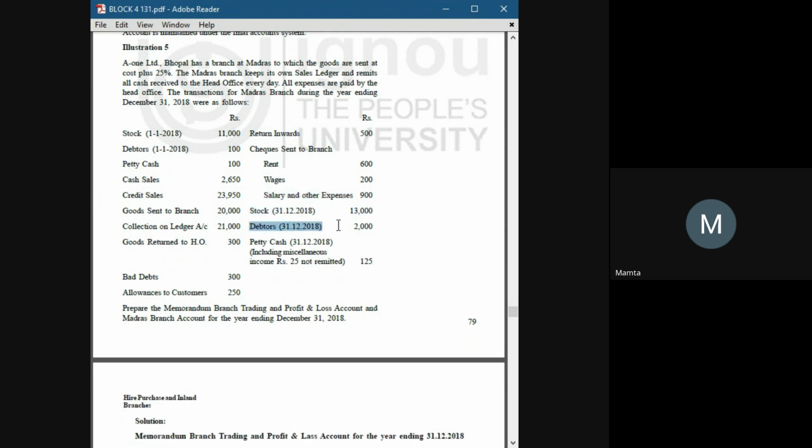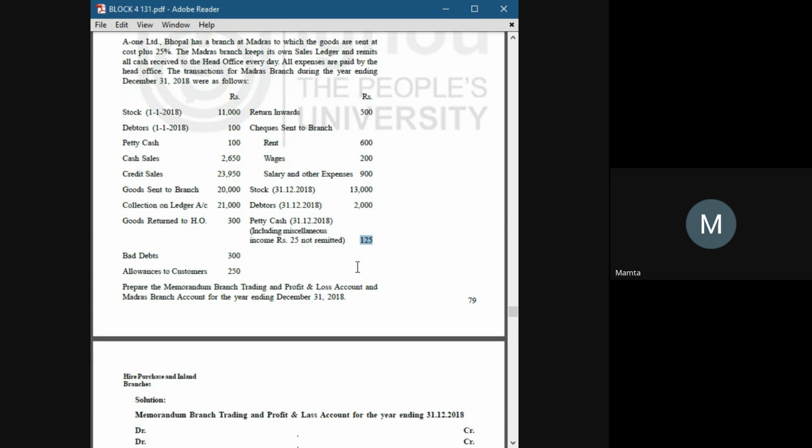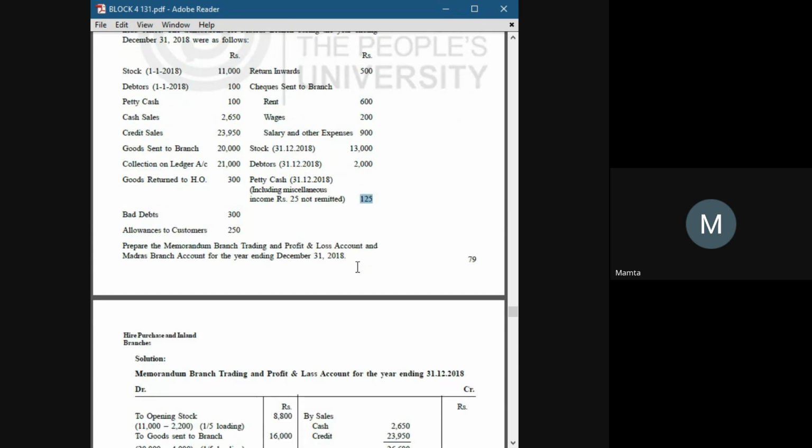Debtors at the end of the year were 2,000. Petty cash at the end of the year includes miscellaneous income of rupees 25 which is not remitted, so it is mentioned here as 125. Means this 125 includes 25 rupees of miscellaneous income, which was not remitted to the head office. Now prepare a memorandum branch trading account, trading and P&L account, and Madras branch account for the year ending December 31st, 2018.